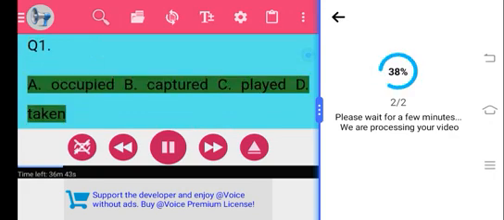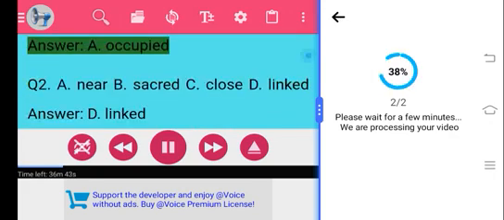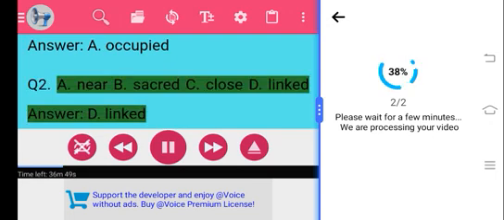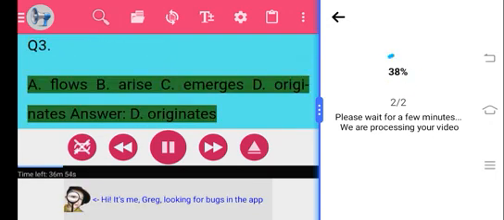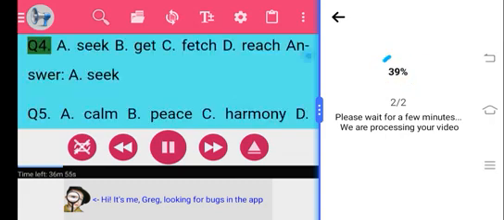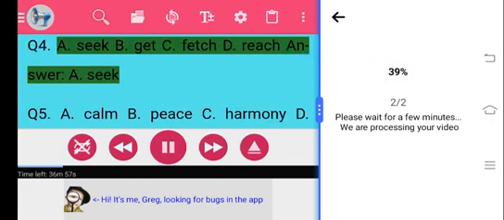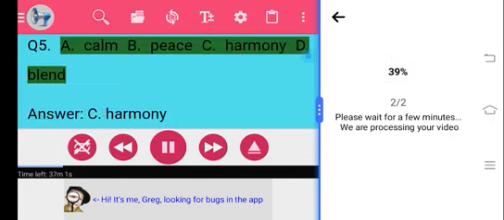Q1. A occupied, B captured, C played, D taken. Answer. A occupied. Q2. A near, B sacred, C close, D linked. Answer. D linked. Q3. A flows, B rise, C emerges, D originates. Answer. D originates. Q4. A seek, B gets, C fetch, D reach. Answer. A seek. Q5. A calm, B up, C harmony, D blend.